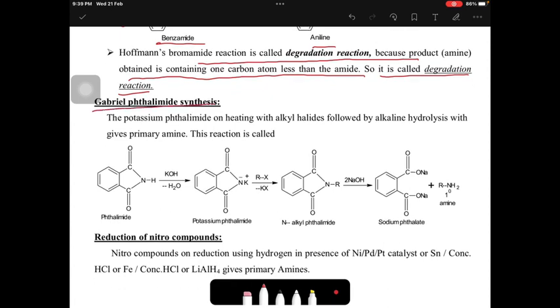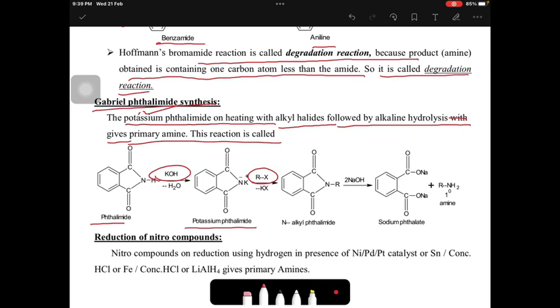Gabriel phthalimide synthesis. Potassium phthalimide on heating with alkyl halide, followed by alkaline hydrolysis, gives primary amine. This reaction is called Gabriel phthalimide synthesis. When phthalimide reacts with potassium hydroxide it gives potassium phthalimide, treated with alkyl halide gives N-alkyl phthalimide, followed by hydrolysis with NaOH gives sodium phthalate and primary amine as the main product.